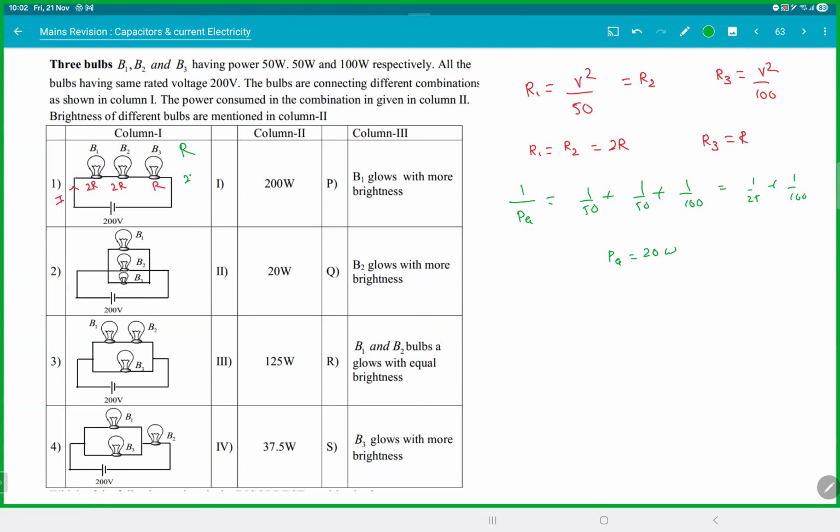Second option now. And who will glow brightest? B1 and B2. Clear? Can you finish all the rest? I'll give another minute or two.